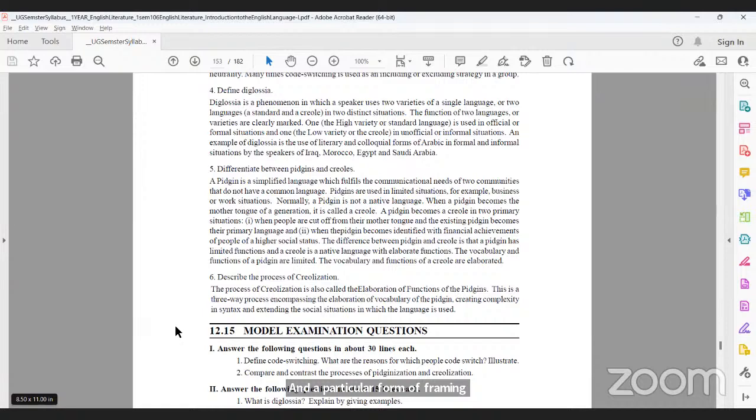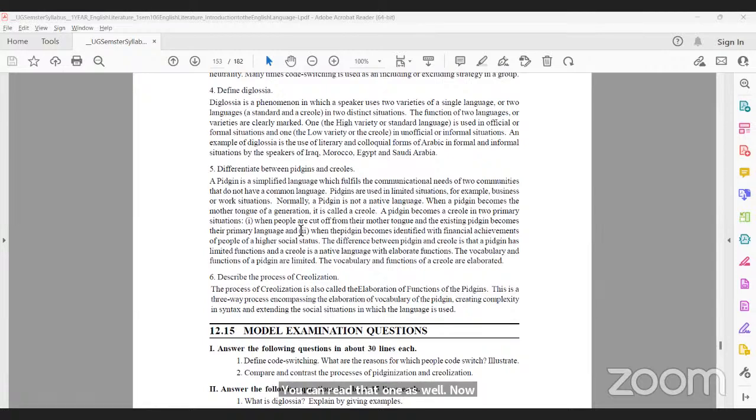Got it? I gave you the example in a very short period of time, but it takes a lot of time to develop a Pidgin into a Creole. It takes time. Okay, so certain differences have been given over here. You can read that one as well.